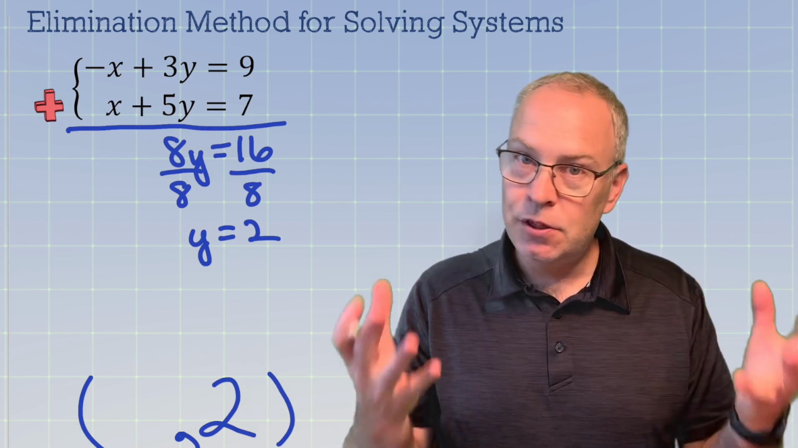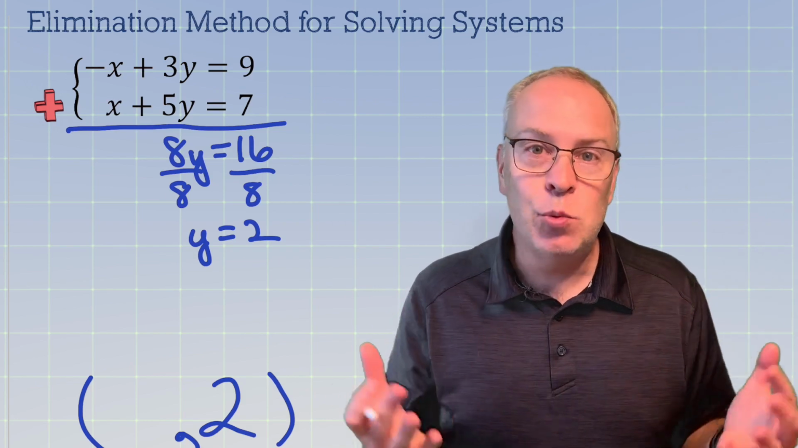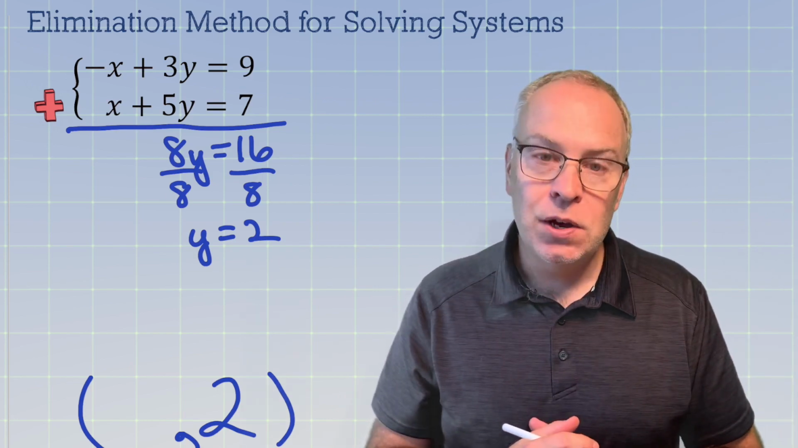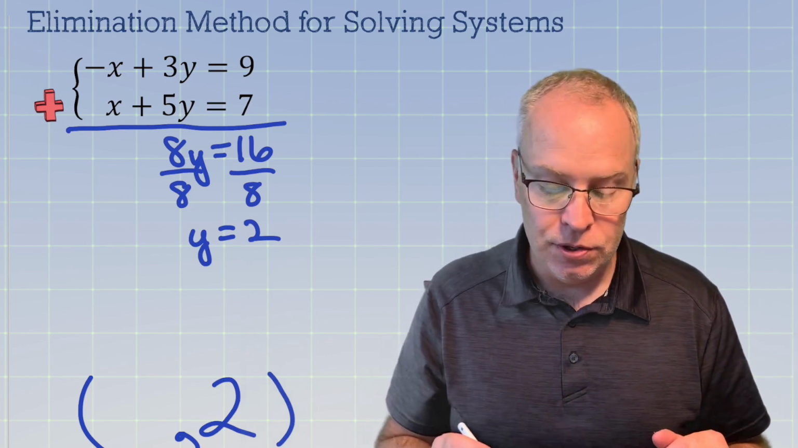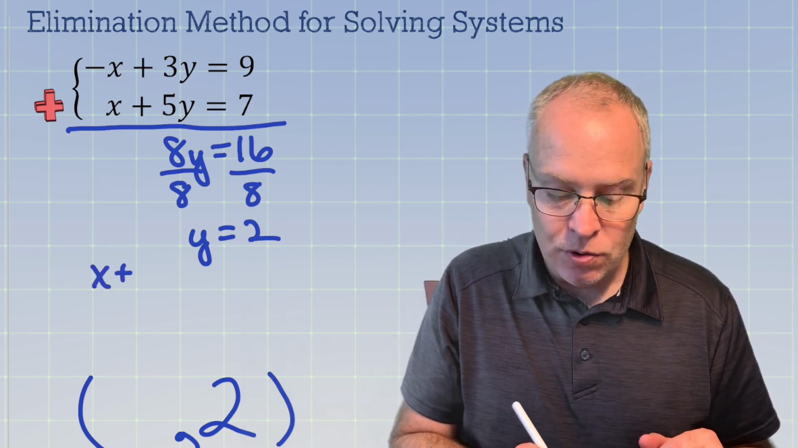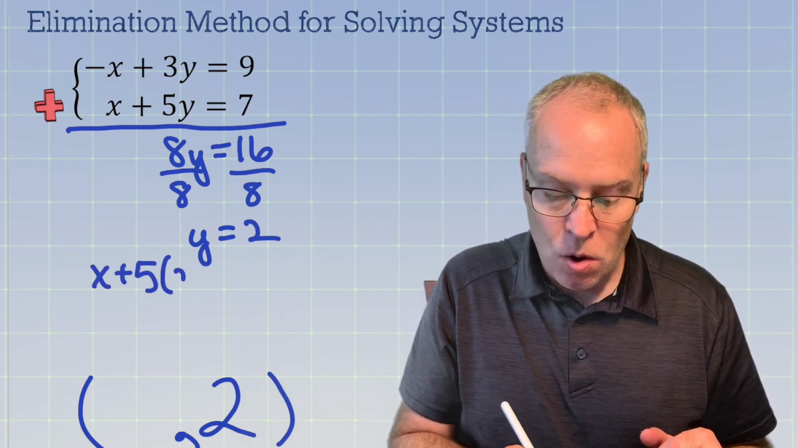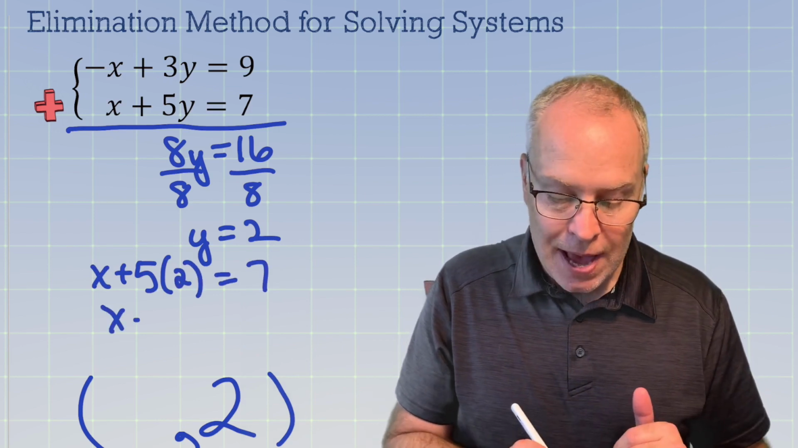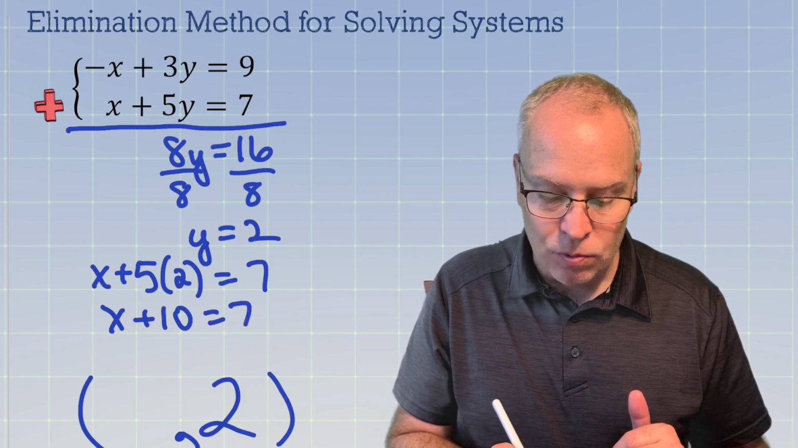Because that's a common question I have from students. I get the first number really easily, but Mr. White, how do I get that second number? Plug in y equals 2 to either of the equations. I'm going to use the second one. So x plus 5y equals 7.